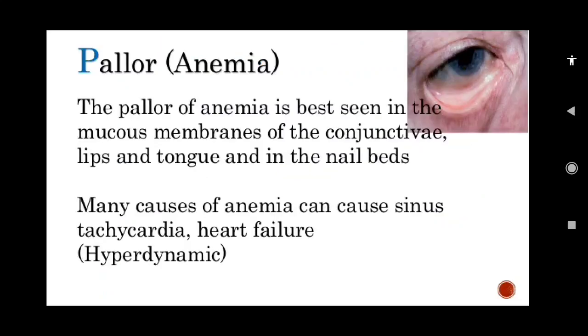So just a brief of each and every point of the general examination regarding the cardiovascular system. The pallor of anemia is best seen in the mucous membrane of the conjunctiva, lips and tongue, and in the nail beds. Many causes of anemia can cause sinus tachycardia and heart failure, which are the hyperdynamic type of heart failure.